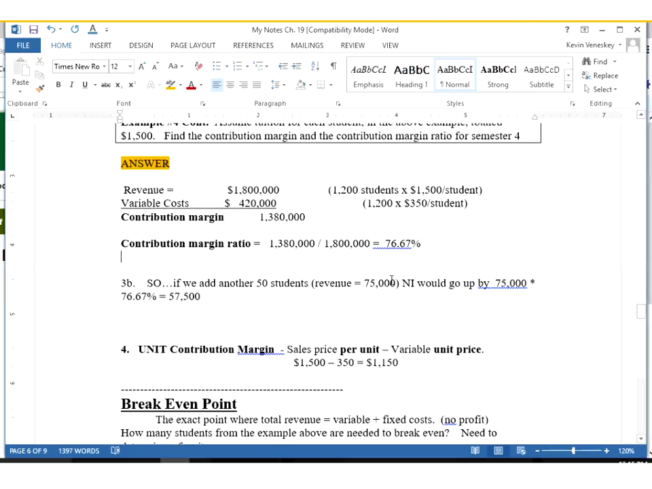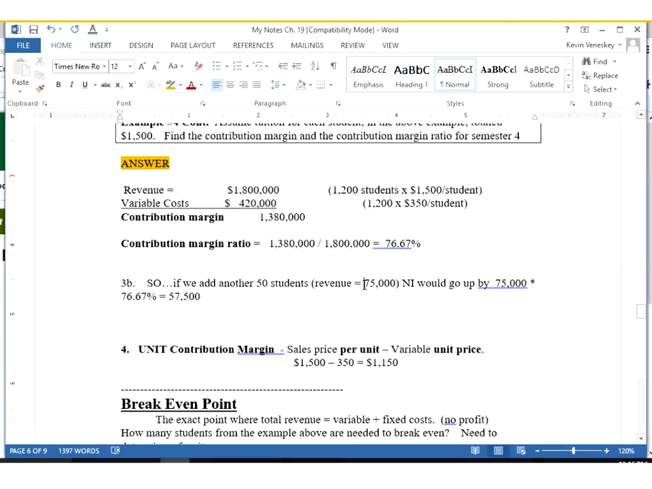So my second little example here. If we add another 50 students, 50 times 1,500 is 75,000. Net income would go up 57,500. That's how I can use that contribution margin ratio, instead of redoing the whole problem again.